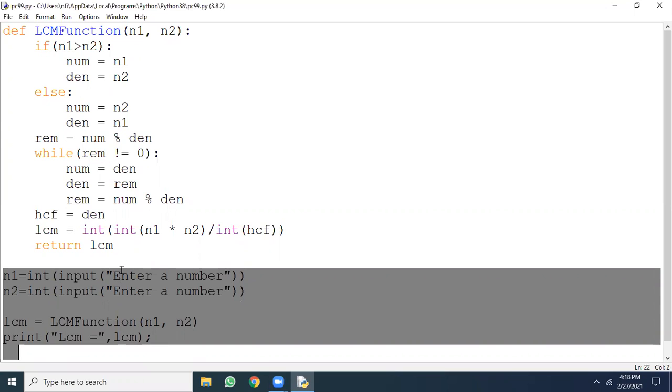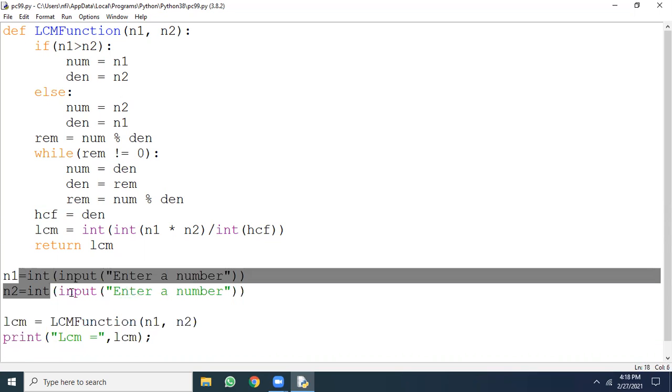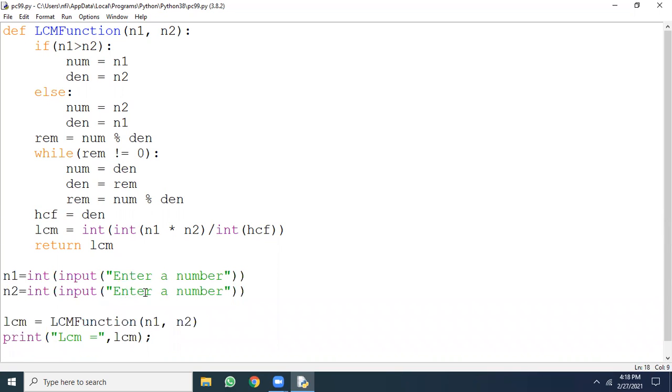First we are asking the user to enter a number. Input, enter a number. We are requesting the user to enter a number, which we are converting into integer and storing in variable n1. Similarly, again we are asking the user to enter another number, converting it into integer and storing it in variable n2. So the two inputs given by the user are stored in variables n1 and n2.